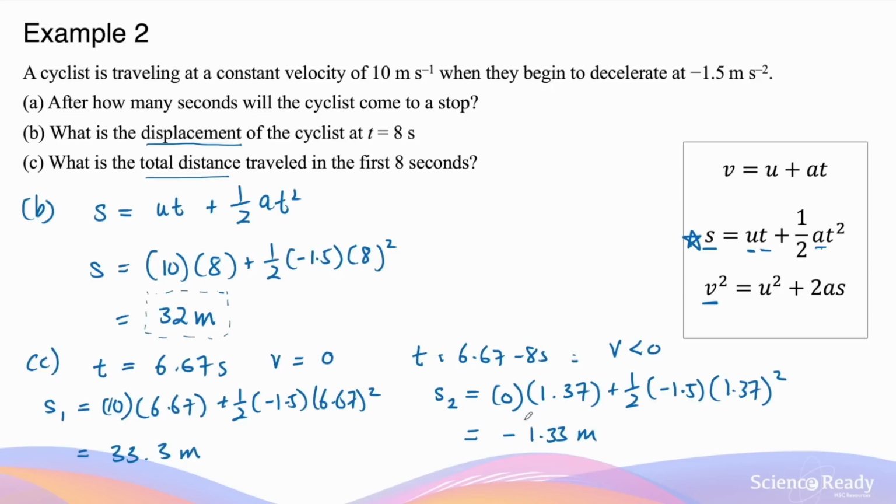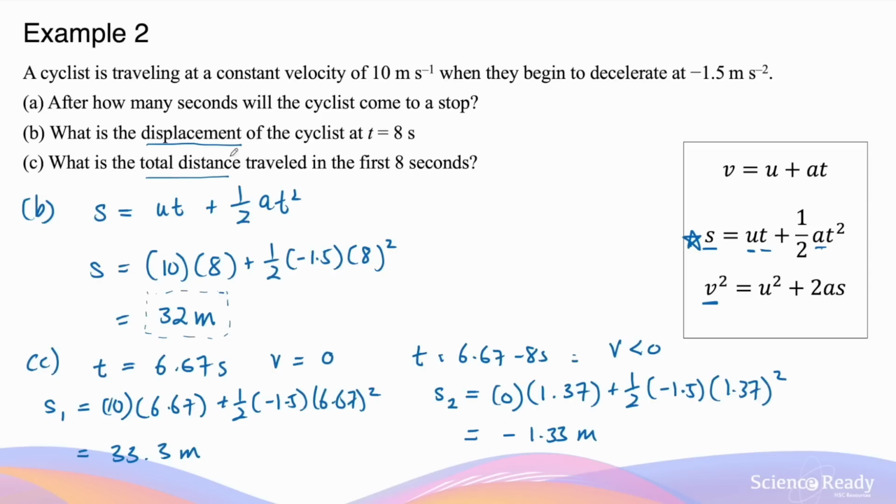The negative displacement here should make sense because in the second interval, like we already emphasized, the velocity of the cyclist is negative. It's heading towards the negative direction. And when you add them together, 33.3 minus 1.33, we should get back our total displacement of 32 meters that we calculated in part B.